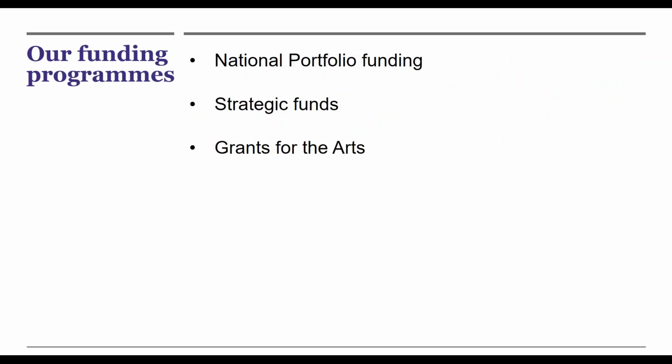Just to break this down a bit further, there are three main ways in which we invest, which I've listed for you here. The first of those, the first bullet point, national portfolio funding. You may have heard talk of NPOs, national portfolio organisations. This is a portfolio of about 600 organisations across England who we define as being the backbone, the infrastructure of arts and culture in England. We fund these usually on a 3-year cycle, and we're just about to come up to another investment period, so that's going to keep us busy for quite a few months.